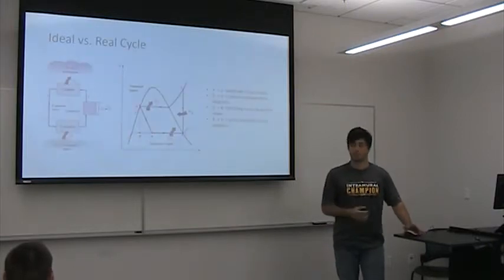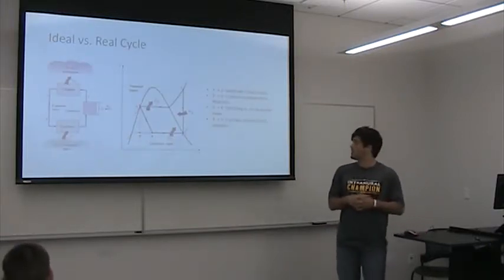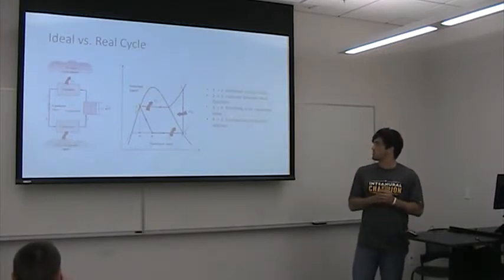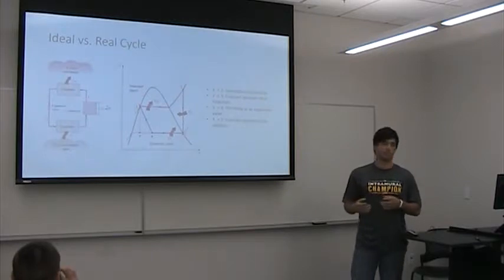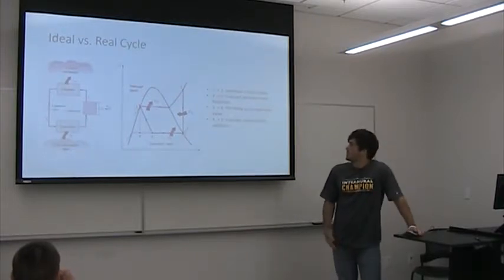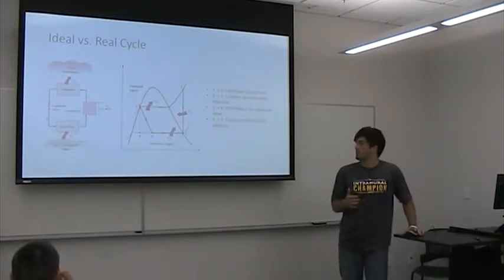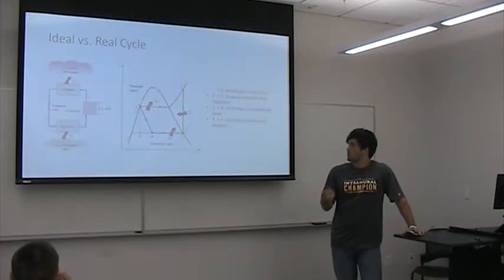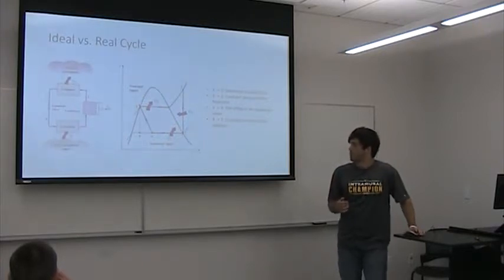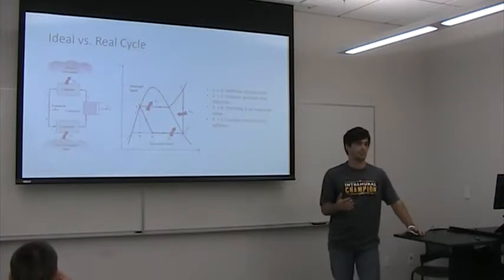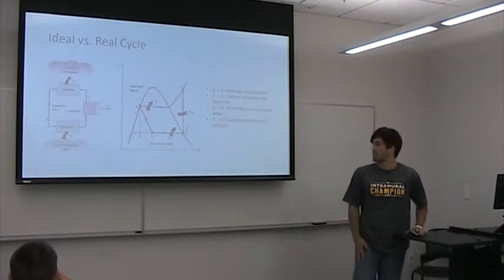Here we can see the process on the TS diagram. So from 1 to 2 is isentropic compression. This is where electrically pressure is added to the system. Then 2 to 3, it follows that constant pressure line. This is where heat is dumped into the warm environment. Then 3 to 4 is our expansion valve. This is where the pressure drops. And then 4 back to 1 is where the heat is absorbed from the low temperature side.